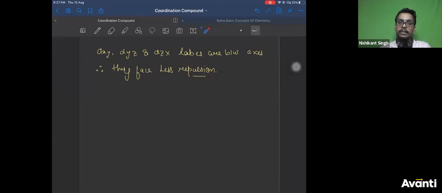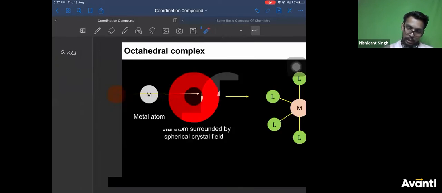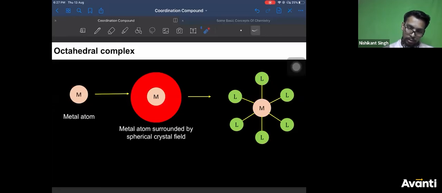Is that clear, everyone? This is a very, very important concept. So the 3 orbitals whose lobes are in between the axis will face less repulsion, their energy will lie low, and the 2 orbitals whose lobes are along the axis will face more repulsion and their energy will be increased. Right? Alright.